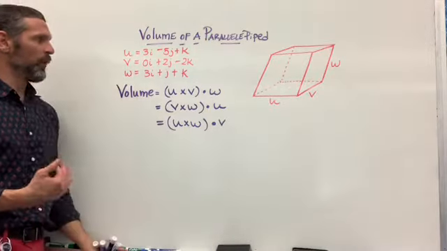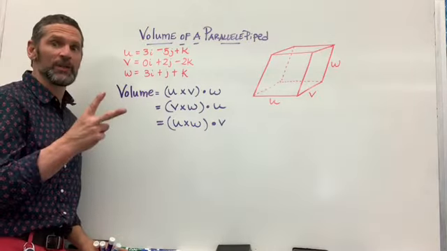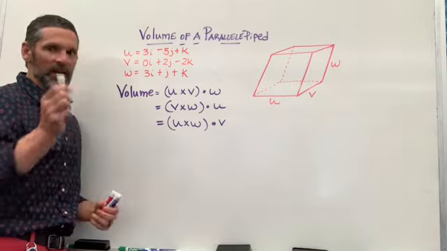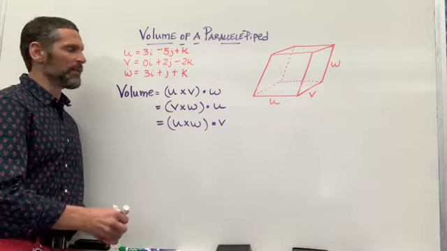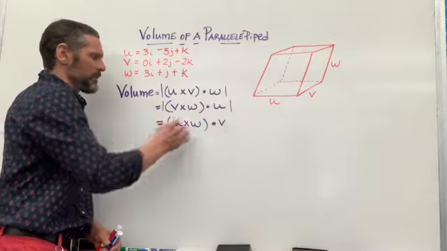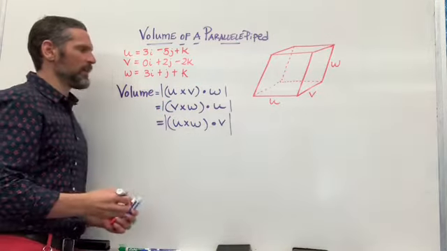To find the volume, all we have to do is pick any two vectors and cross them, and then dot them with the third. Now, the only problem is sometimes you get a negative answer. So the only thing I ask is that you report your answer as positive. So let's take the absolute value of that.